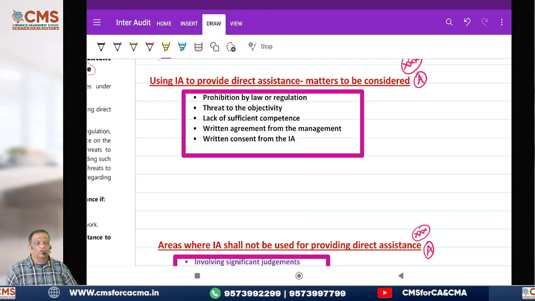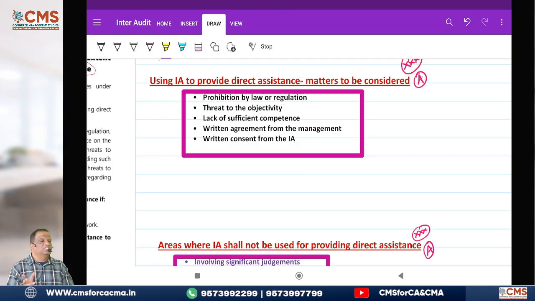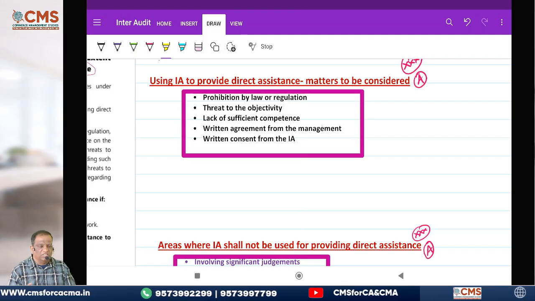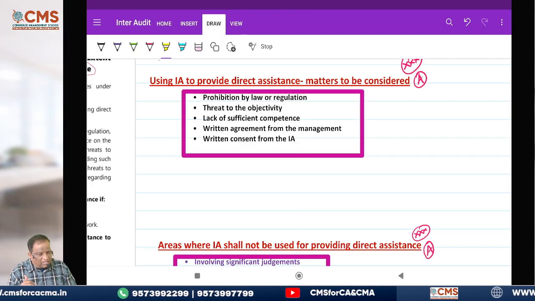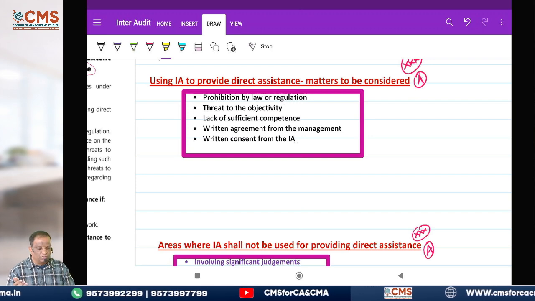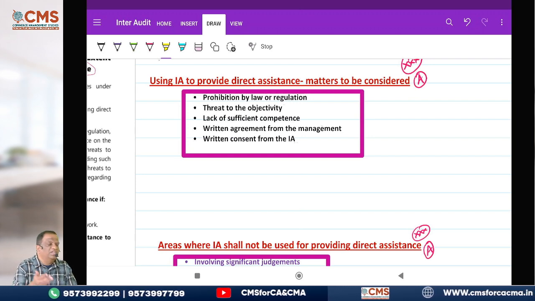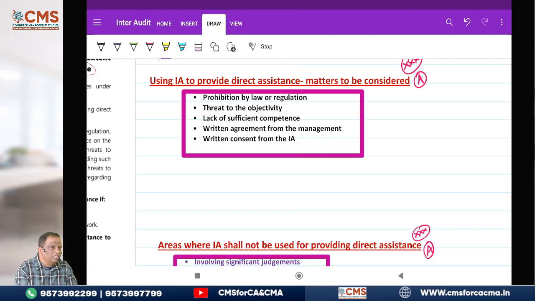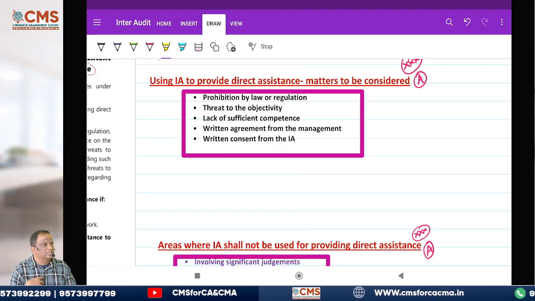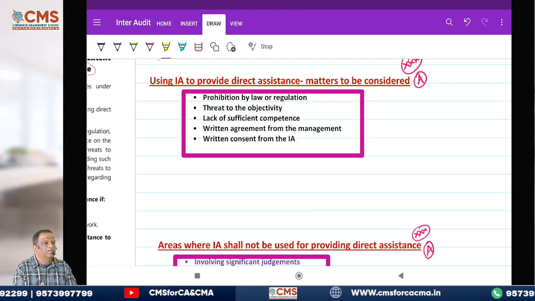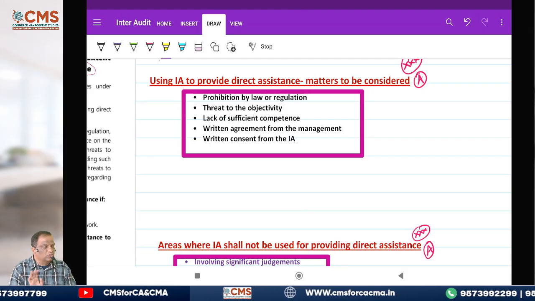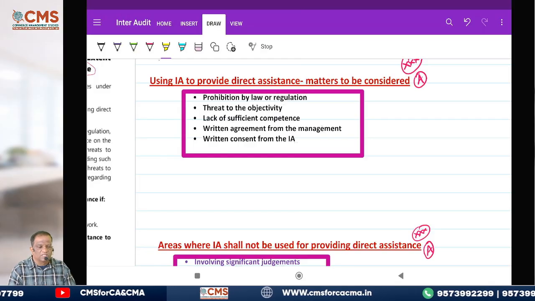First one, prohibition by the law. Is there a prohibition by any law or regulation? So by the specific acts, I have to see that. And then, is there any threat to objectivity? Meaning, since the internal auditor is not supposed to be dependent, what if the internal auditor happened to be a relative of the director? Then I can't take the direct assistance because there is no independence of him, whereas the statutory auditor needs to be independent. Not only me, my team also should be independent. So that's the second point.